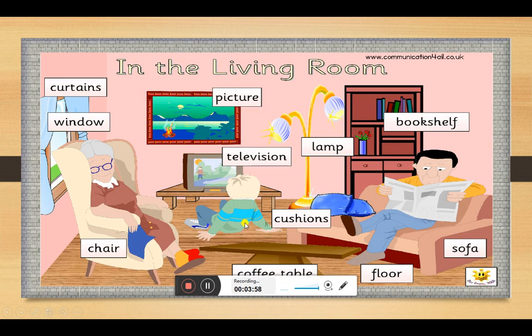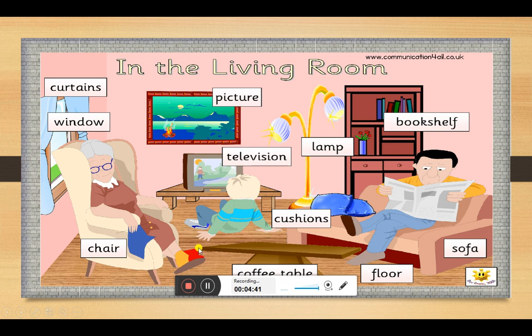Now, let's know some words or some nouns that we can see in the living room. So, in the living room, we can see a picture, a window, and we can see curtains that cover the window, television, lamp, bookshelf, cushions, sofa, floor, coffee table, chair.